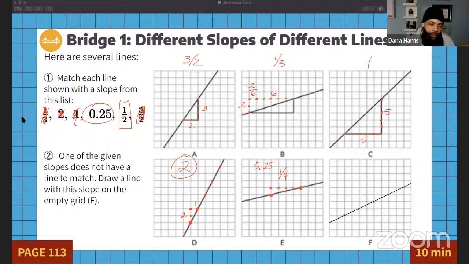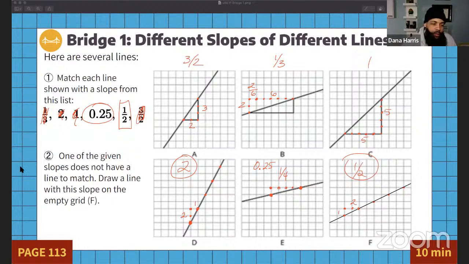We can double check this if we want to. Let's change the color. If I start right here, I'll go up 1 and over 1, 2. So rise 1, run 2. So it has a slope of 1/2. Just a little refresher for you.